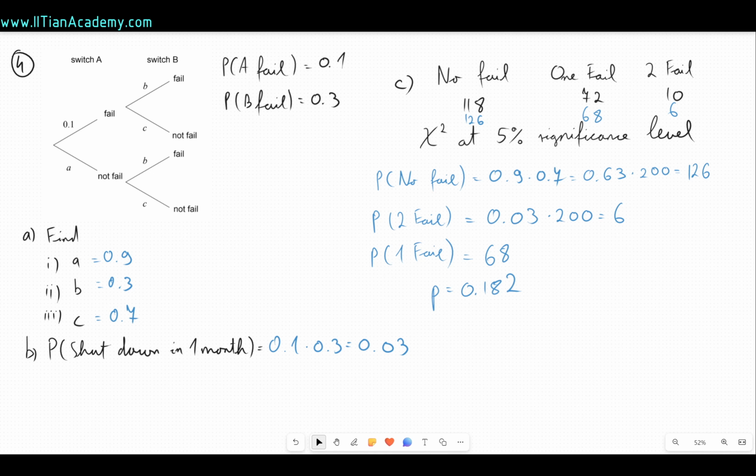And then we need to suggest what to do. So here we see that this is larger than our 5% significance level. So that means we do not reject the null hypothesis. So we accept the null hypothesis like this. So we don't have enough evidence to suggest that the manufacturer's claims are incorrect.